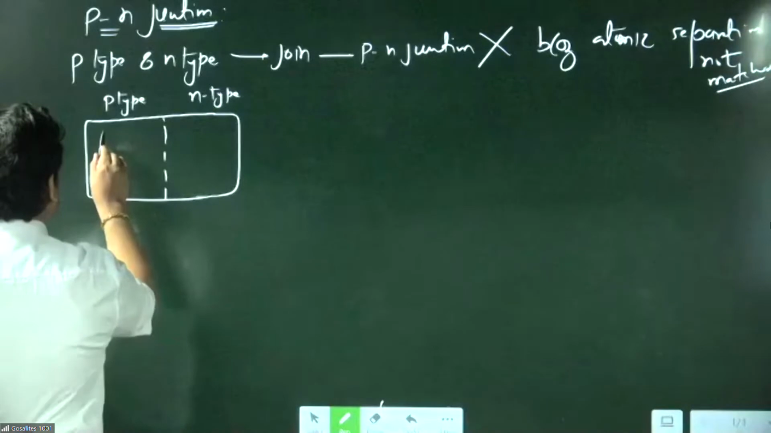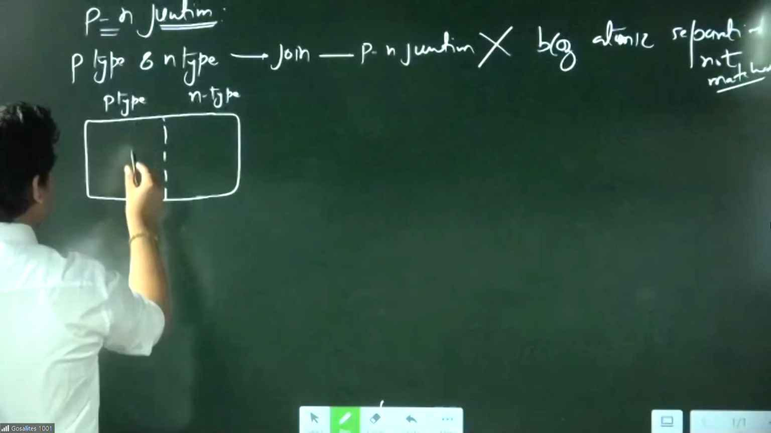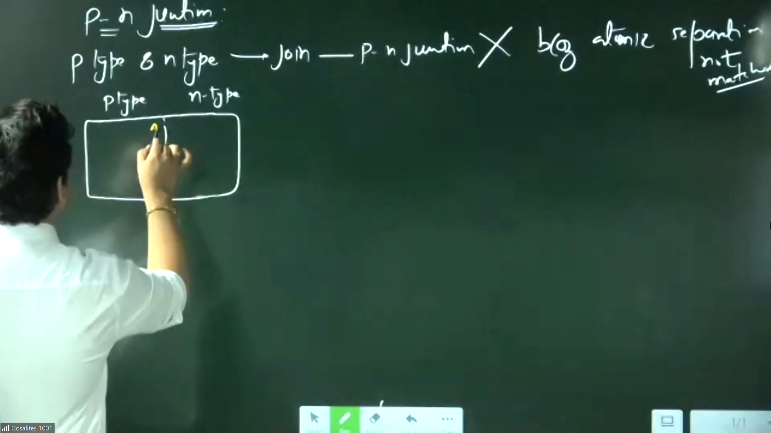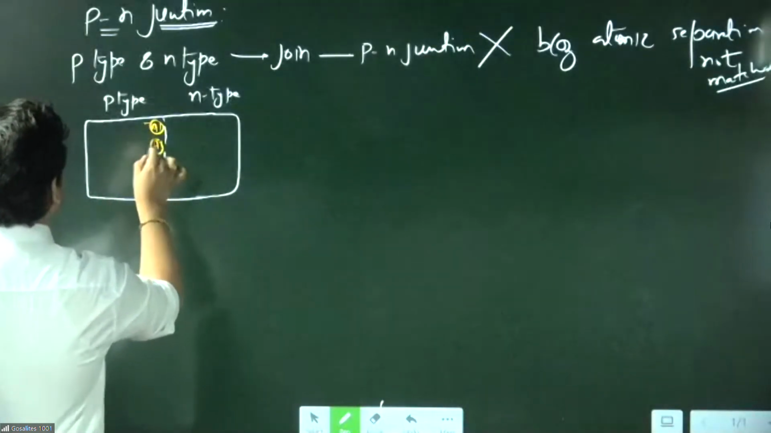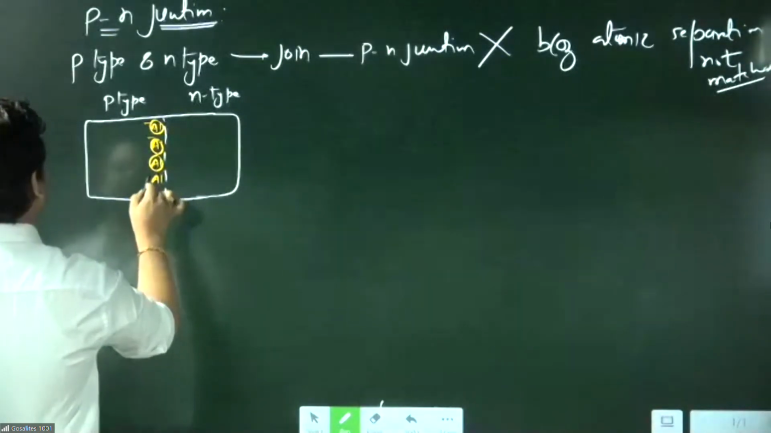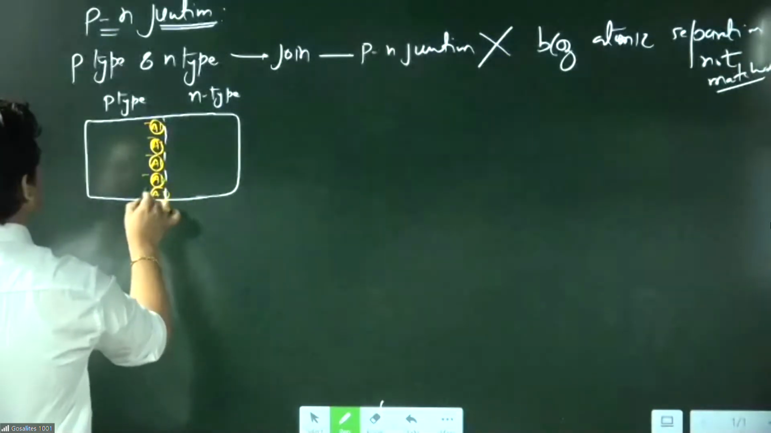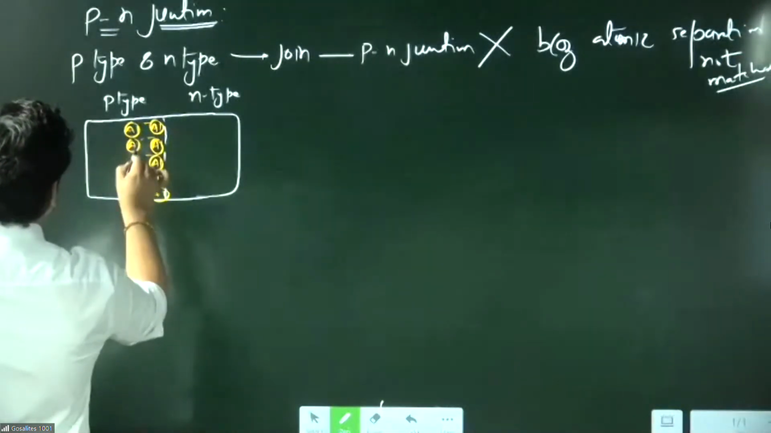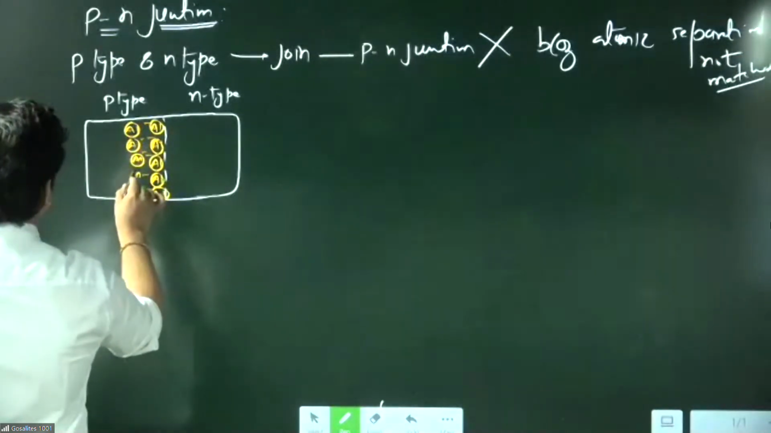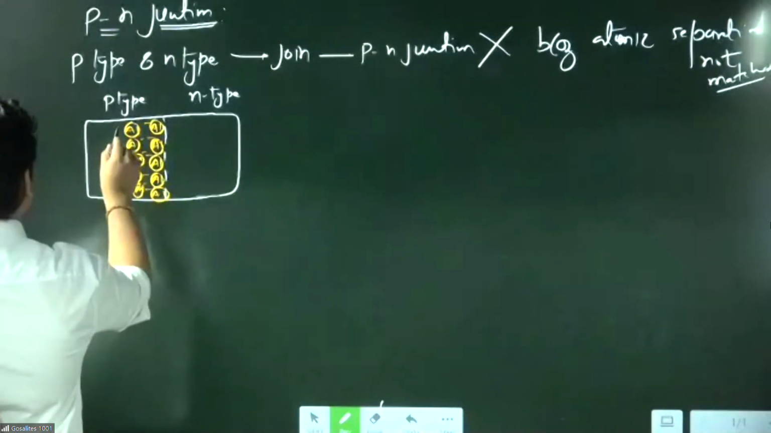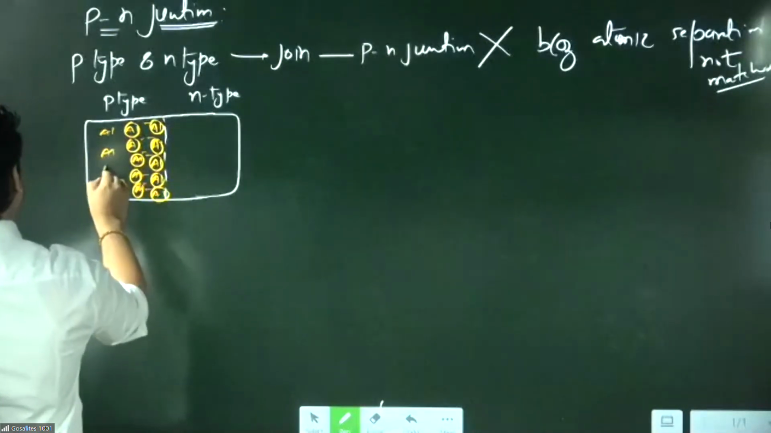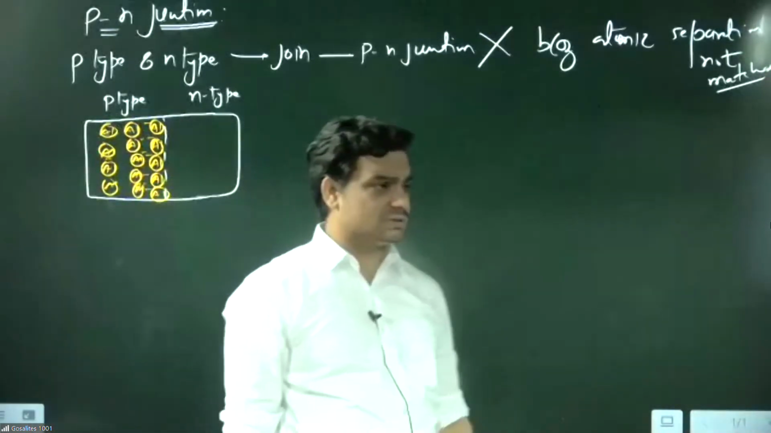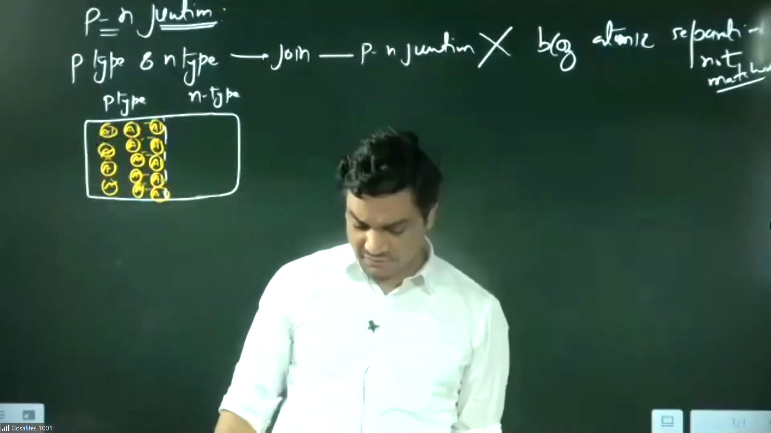Now here in P type, what are we having? We were having aluminum, if you remember. Aluminum was basically negatively charged. This is the negatively charged aluminum here: Al, Al, and Al, a lot of them. And we are having electrons as well as holes.